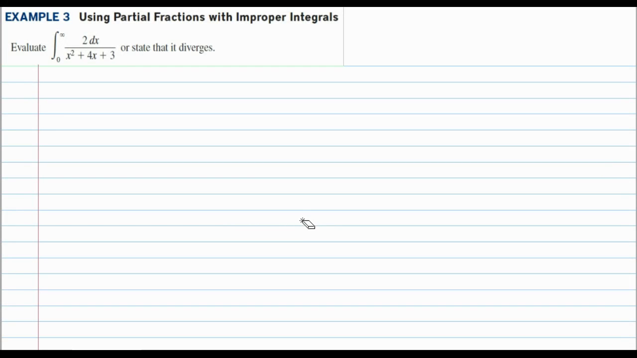This is the screencast for section 8.4, example 3, using partial fractions with improper integrals. So we're going to evaluate the antiderivative from 0 to infinity of 2 dx over x squared plus 4x plus 3, or state that it diverges.